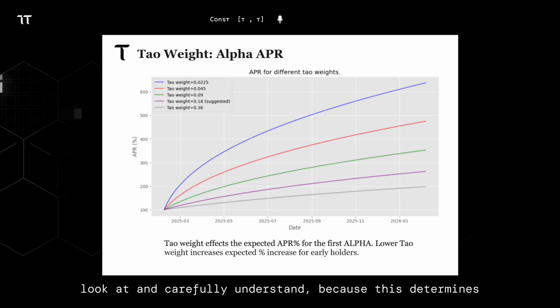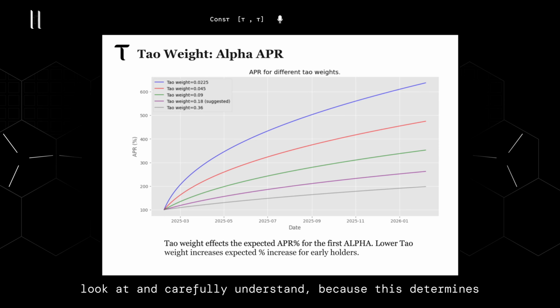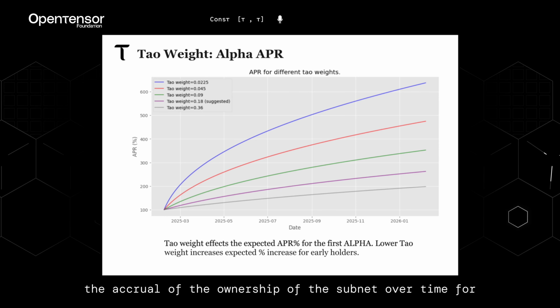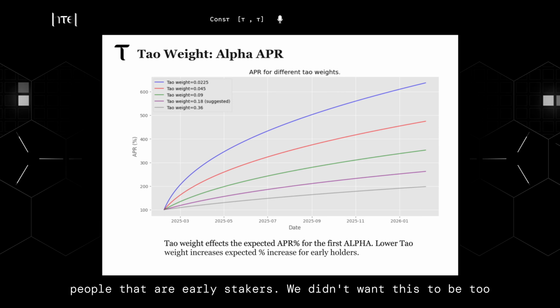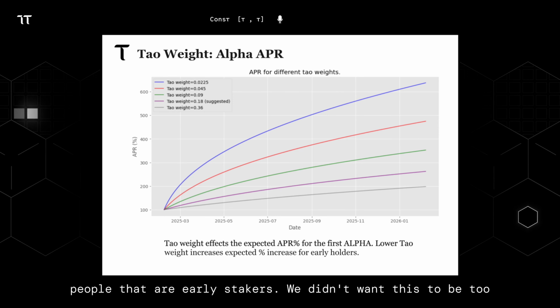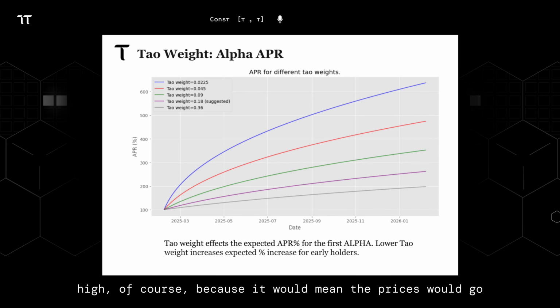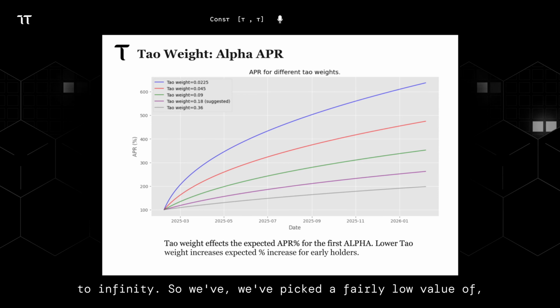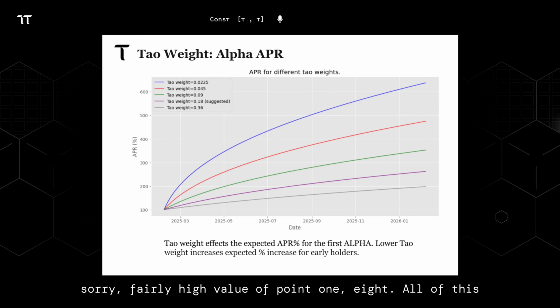Something that people should look at and carefully understand, because this determines the accrual of the ownership of the subnet over time for people that are early stakers. We didn't want this to be too high, of course, because it would mean the prices would go to infinity. So we've picked a fairly high value of 0.18.